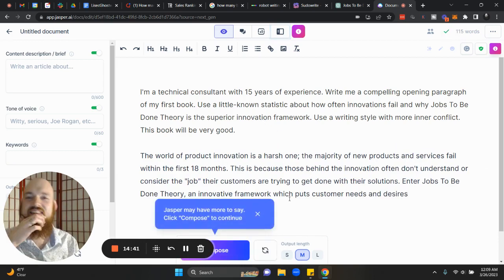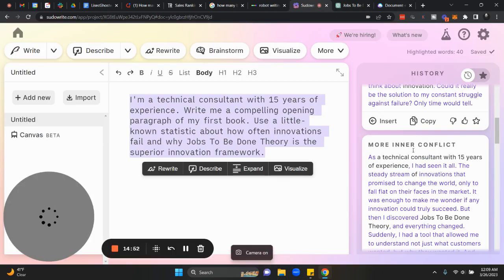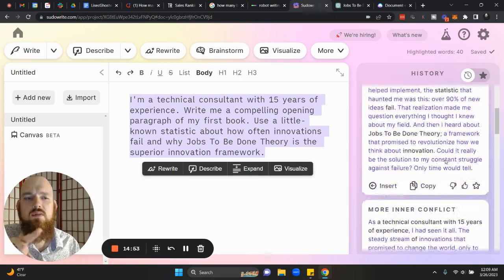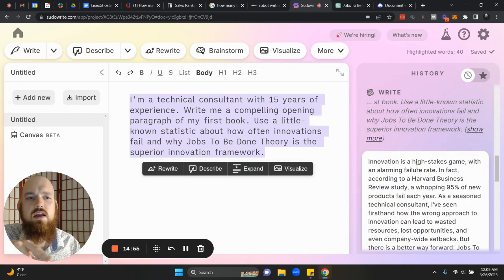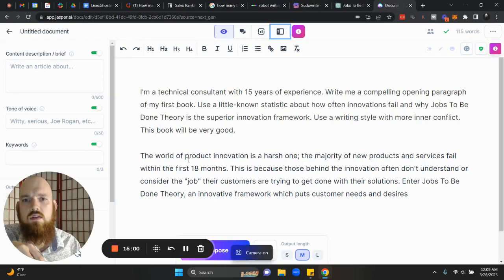Okay, this is interesting. Compose. Yeah, I feel silly now. The sharp one. 30 products and services fail within the first 18 months. Interesting. Do you remember the one that this one came up with? Innovation is a high-stakes game with an alarming failure rate. The world of product innovation is a harsh one. Don't understand or consider the job the customer's trying to get done with their solutions. Enter job to be done theory.